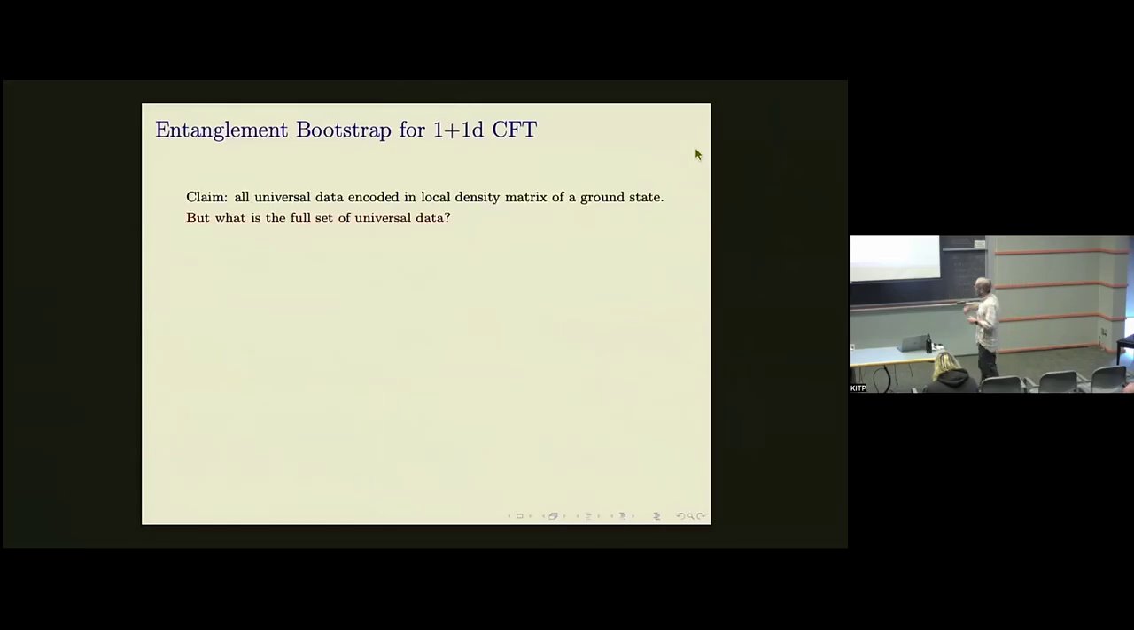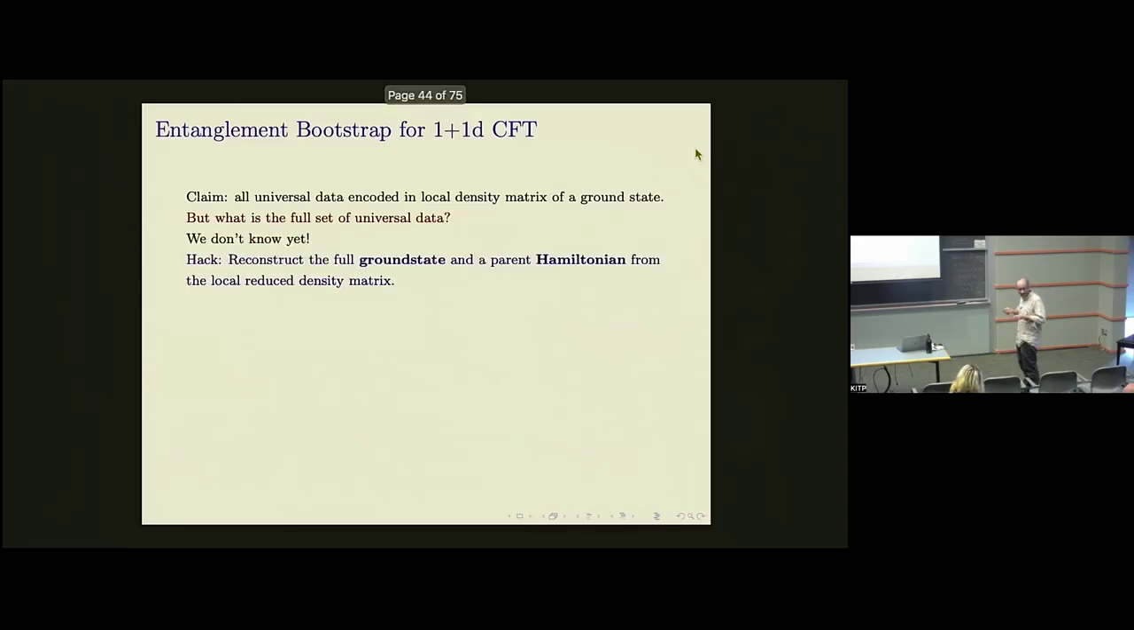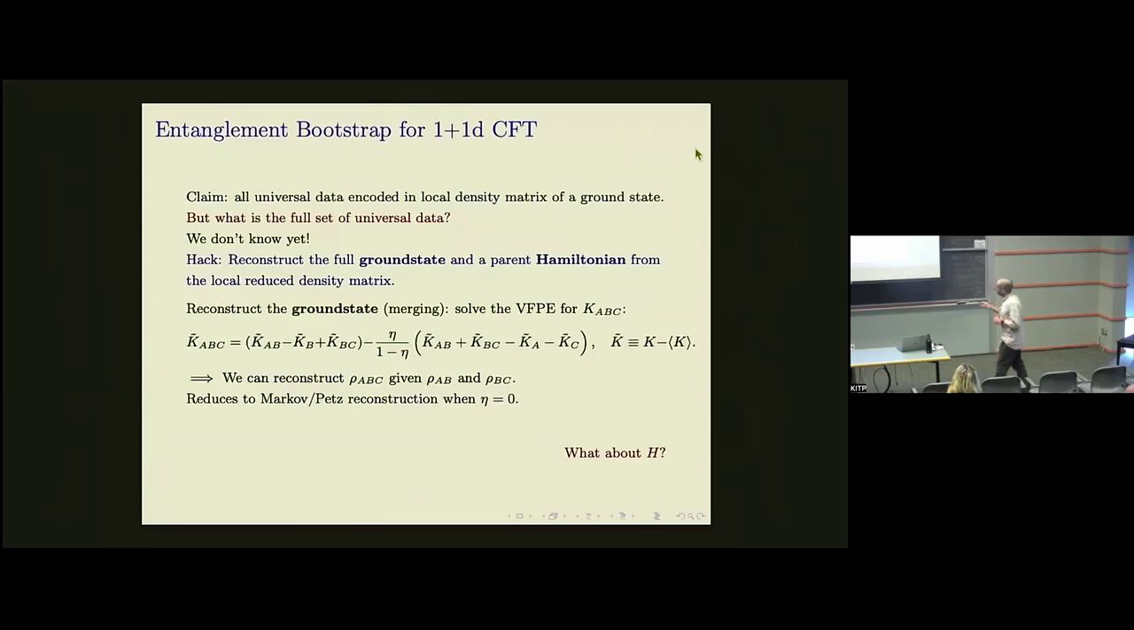Okay, and so I claimed that all the universal data is encoded in this density matrix, but what is the full set of universal data? I didn't tell you that. And I don't know. That's actually part of the problem. However, I can show you that this is true by using the reduced density matrix to construct not only the whole ground state, but a Hamiltonian whose ground state it is. I didn't start with a Hamiltonian. I started with a state, and I end up with a reconstructed, local Hamiltonian. So let me show you how to get the ground state.